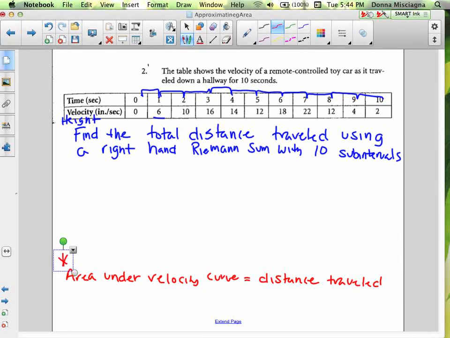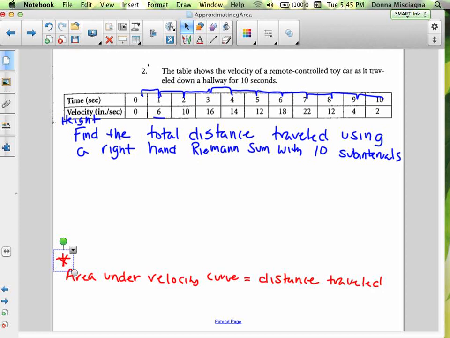If we find the area under the velocity curve, we get the distance traveled. That's pretty interesting, right? If you sum up all those velocities, what you end up getting is the distance traveled. First, we're going to do a right Riemann sum. I already put the rectangles in there, and actually, the rectangles are going to look exactly the same.